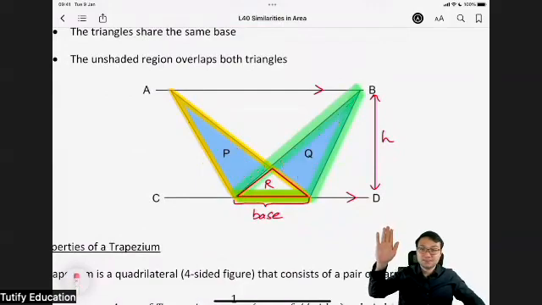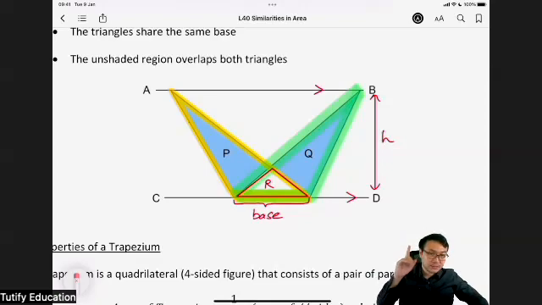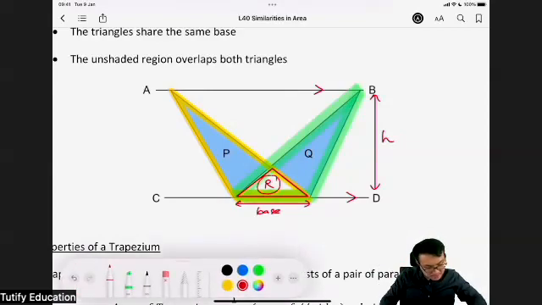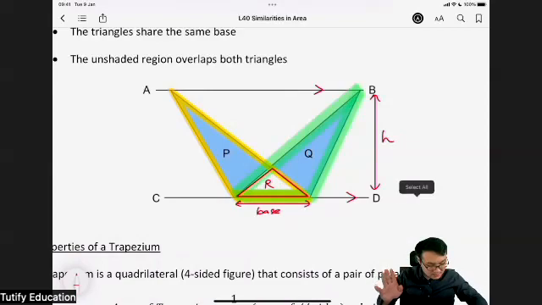Any questions, students? Okay, let me repeat one more time. What does the butterfly concept tell you? Whenever you have parallel lines and you have two triangles overlapping each other, you must check, okay? Is the base the same? Yes, they have the same base. Do they have the same height? Yes, they have the same height. Is the overlapping area the same? Yes, the overlapping area R is the same. And if everything is the same, P will be the same area as Q.